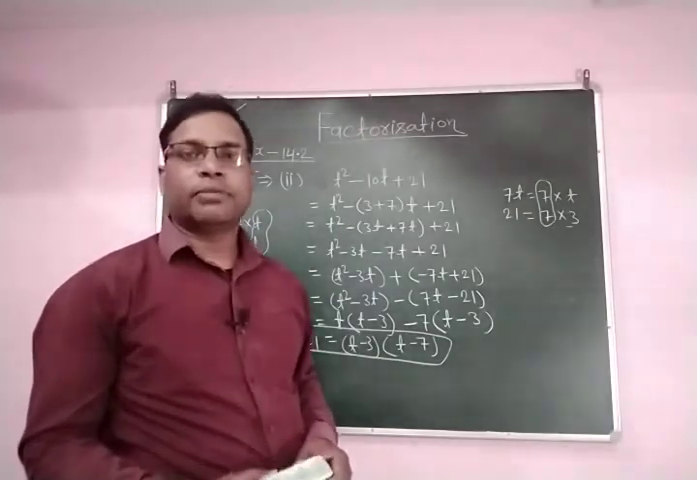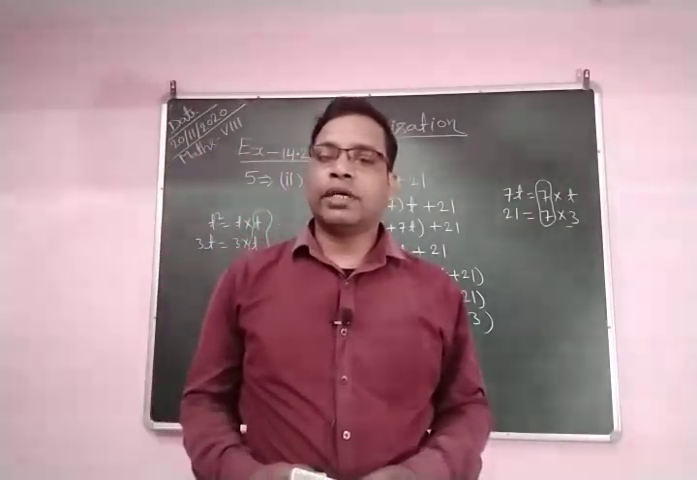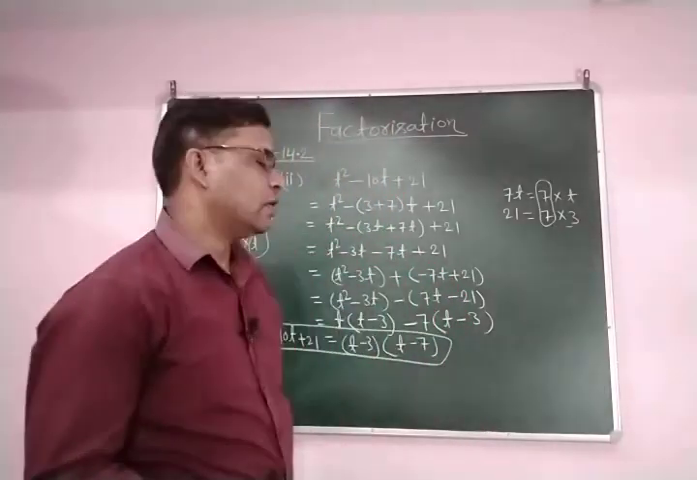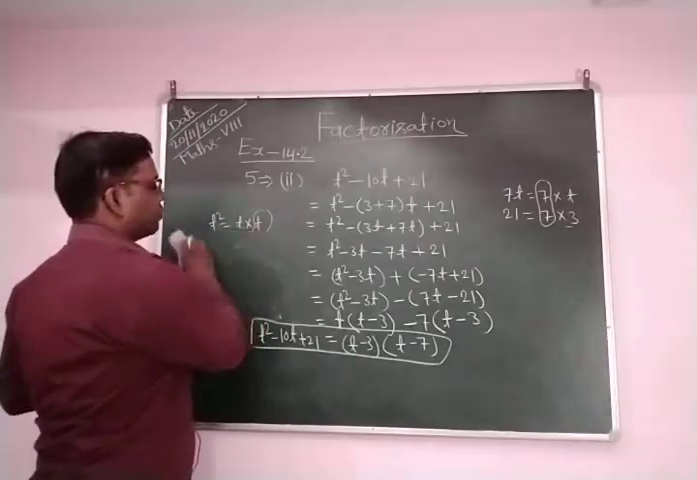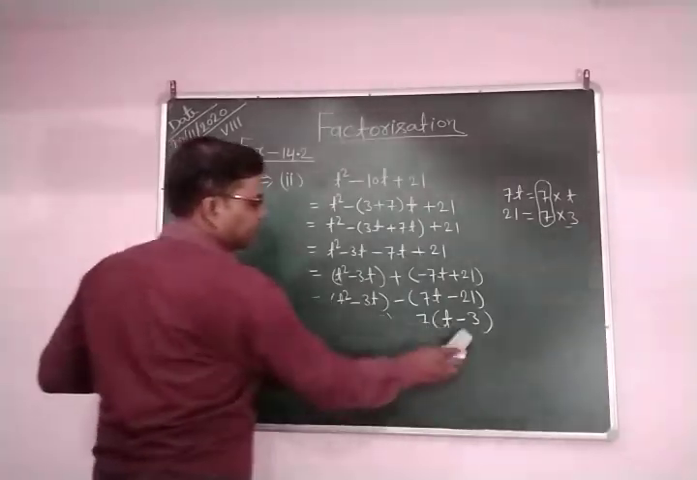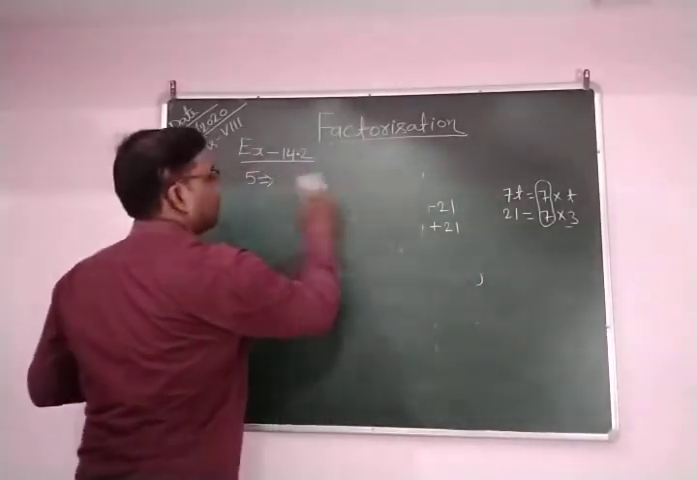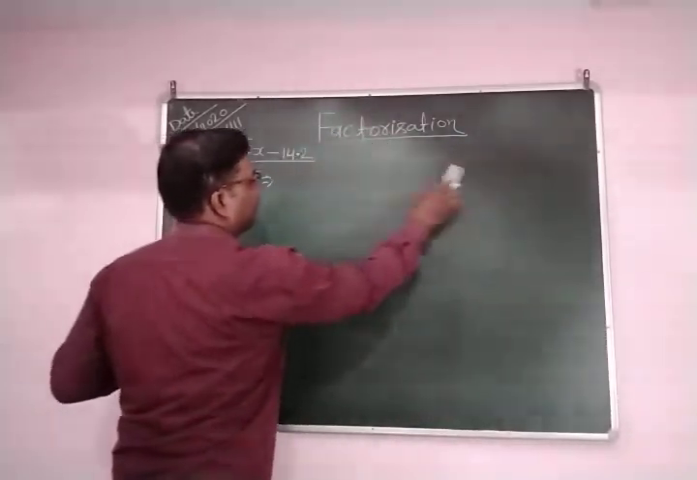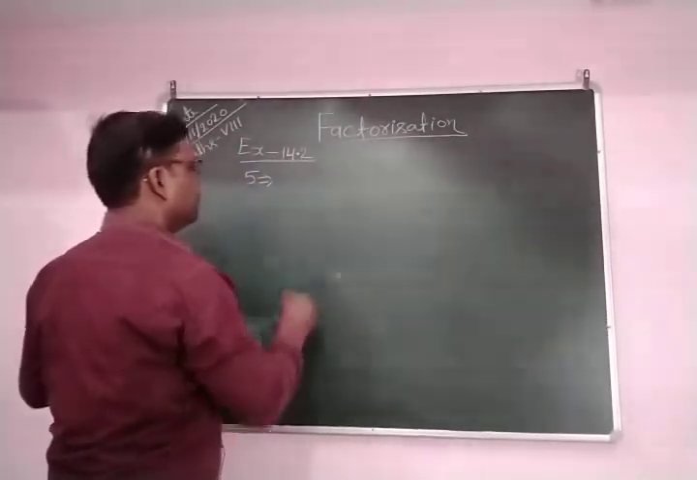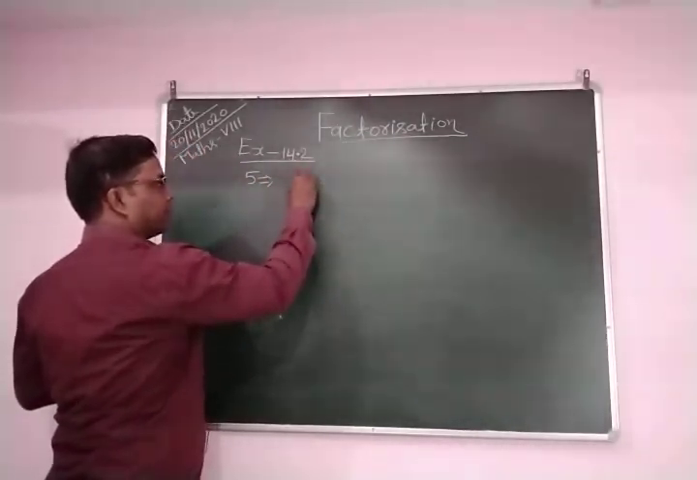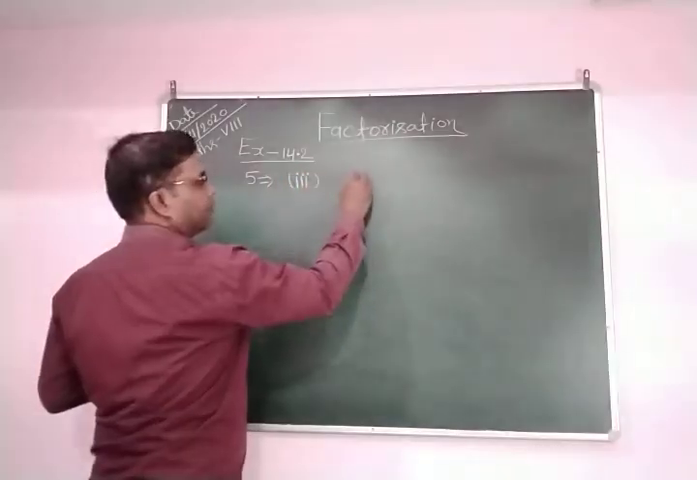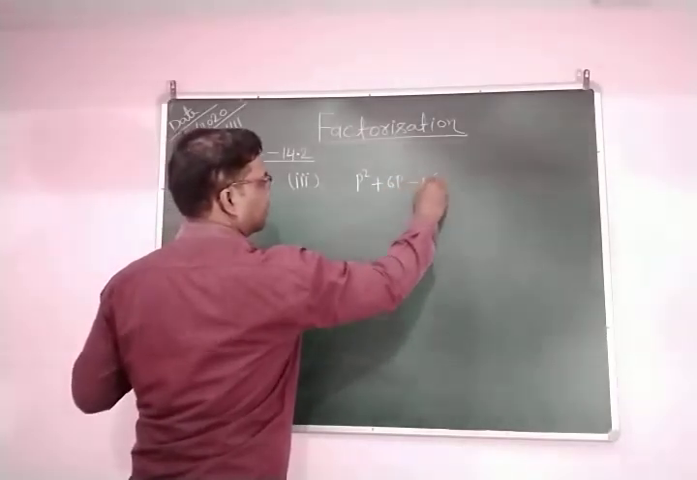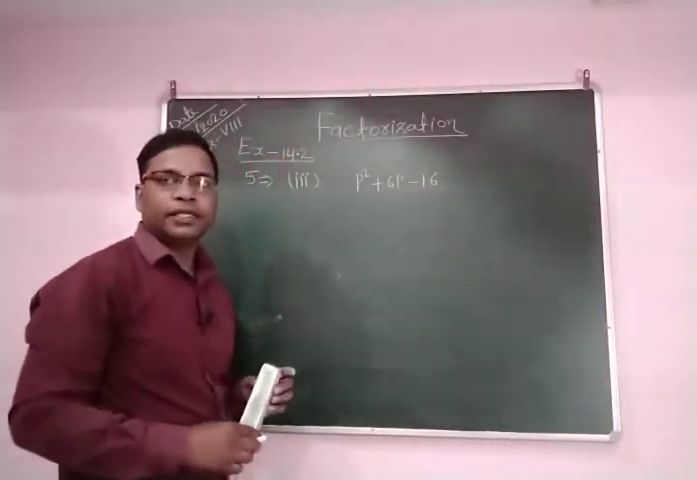And now the next part of this question is p square plus 6p minus 16. Okay, so let's see how to find the factors of the third term, p square plus 6p minus 16. This is given in the third part of question number 5. Okay, we need to find the factors.